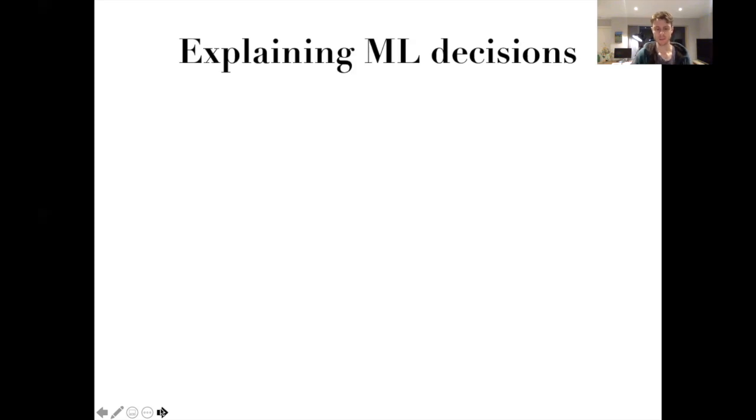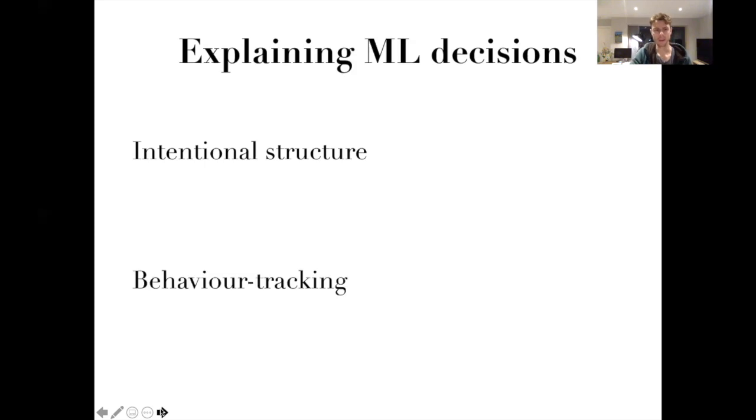So the two features are intentional structure, and here obviously belief desire formulation would be the paradigm. If you can couch an explanation in terms of the beliefs and the desires of the system, then you're on your way. And the second ingredient is a certain behavior tracking feature, meaning that we should be able to track the agent's behavior via the explanation offered.